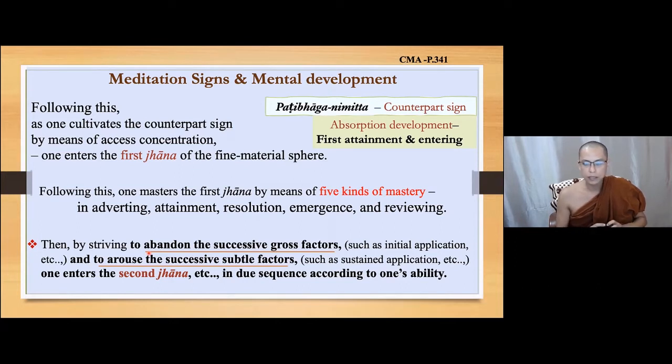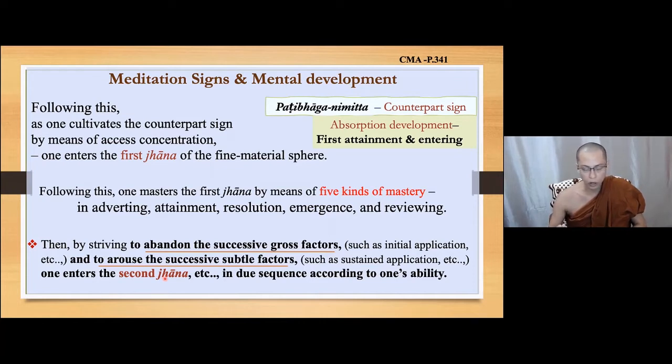Then when he is successful in abandoning the gross fetter of the initial application, his jhana becomes the second jhana, second jhana level, arisen from the subtle fetter. Subtle refers to the fetters compared to the gross fetter which is abandoned. And then after the attainment of second jhana, he needs to practice second jhana by means of 5 kinds of mastery. And being master by means of 5 mastery for second jhana, he can continue to the third jhana.